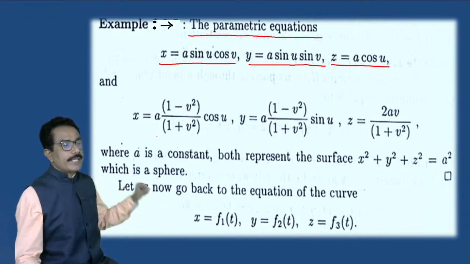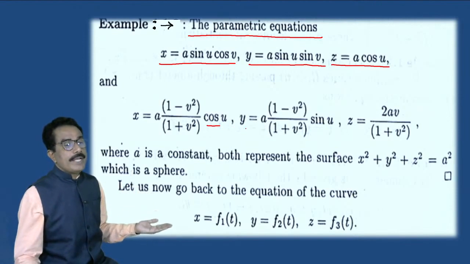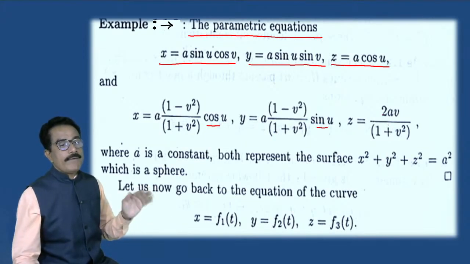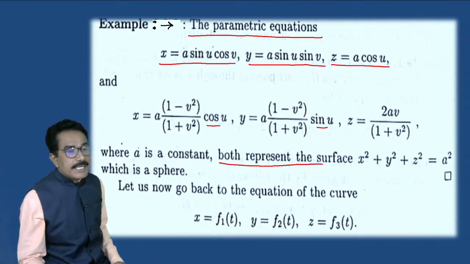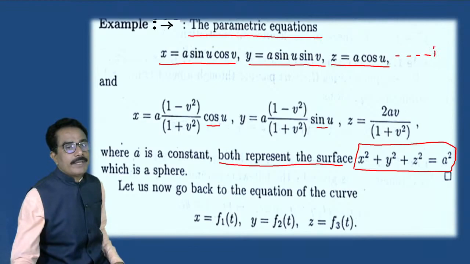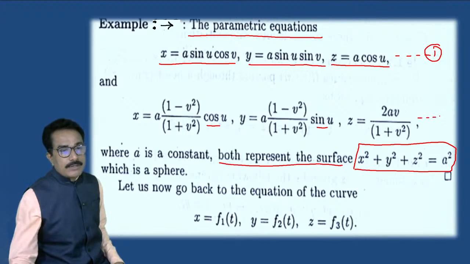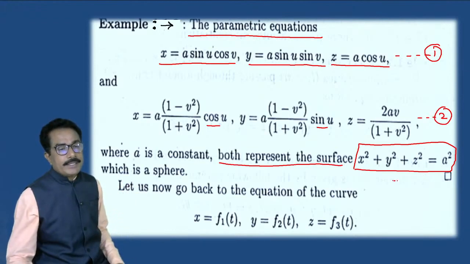And we can write x = a (1 − v²)/(1 + v²) cos u, y = a (1 − v²)/(1 + v²) sin u, z = 2av/(1 + v²), where a is a constant. Both represent the surface. See this. This is equation number 1. This is a parametric equation of a surface. This is also a parametric equation of the same surface, which is given by equation number 3.